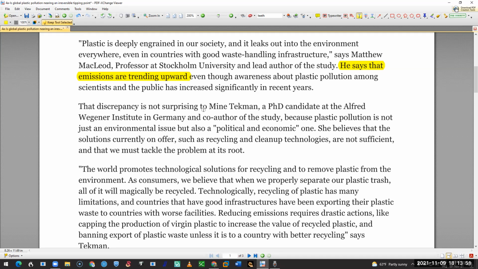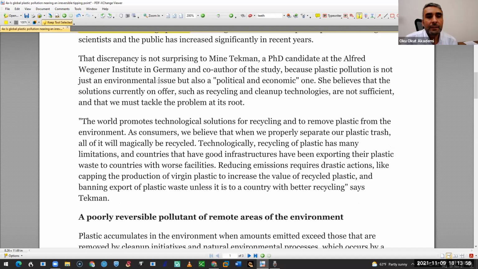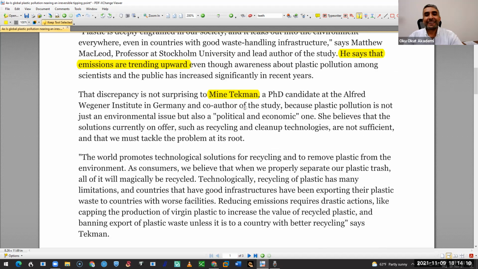Okay, now take a look at this paragraph. That discrepancy is not surprising, as Mine Tekman says. She's a PhD candidate at this institute. So what do you understand from this paragraph, friends?